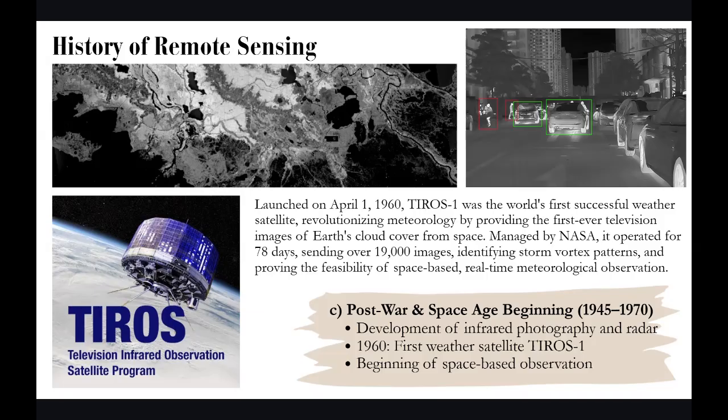It stands for Television Infrared Observation Satellite Program. So this first satellite was launched on April 1st, 1960, by NASA, and this is post World War, right? After the World War, people were investing a lot into research and development, so that they are planning to win the next wars. So here we are developing two types of photography: infrared photography and radar photography.